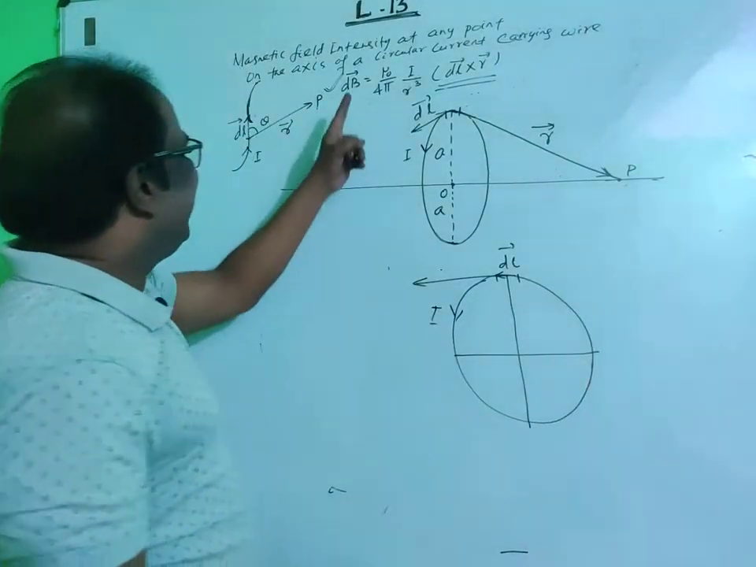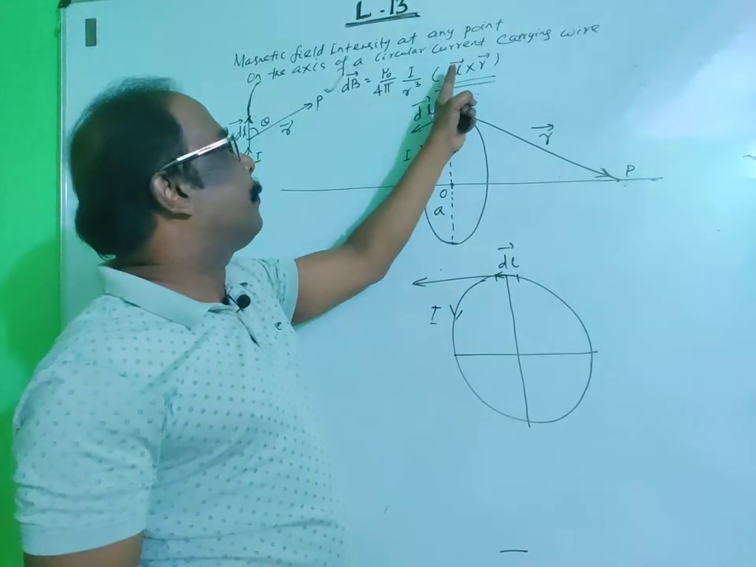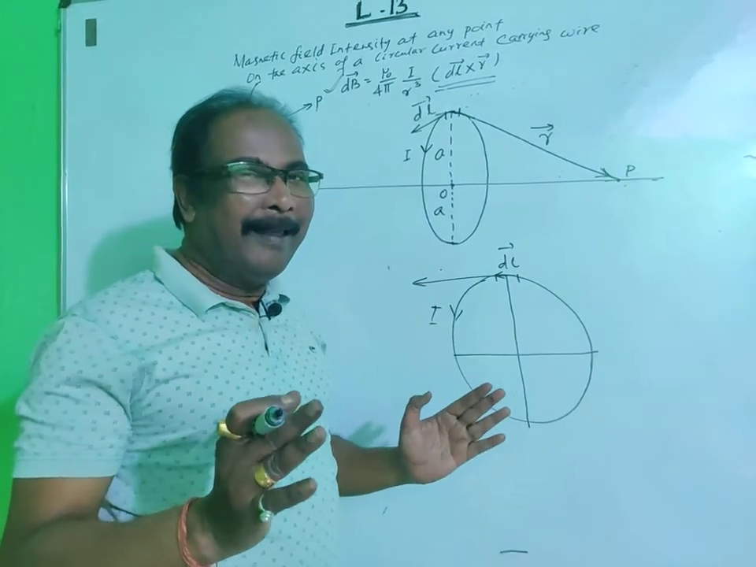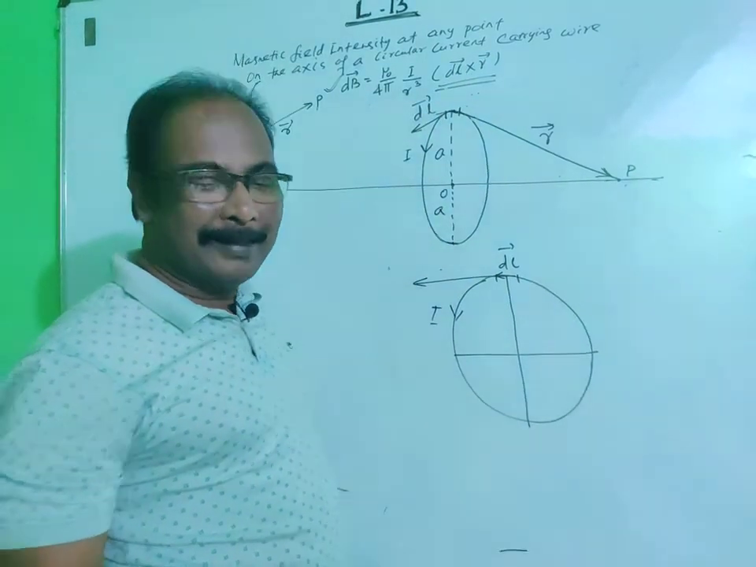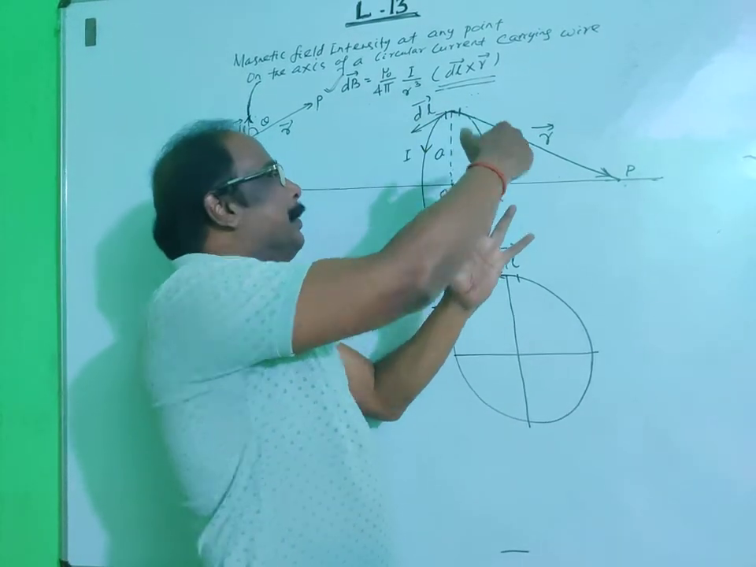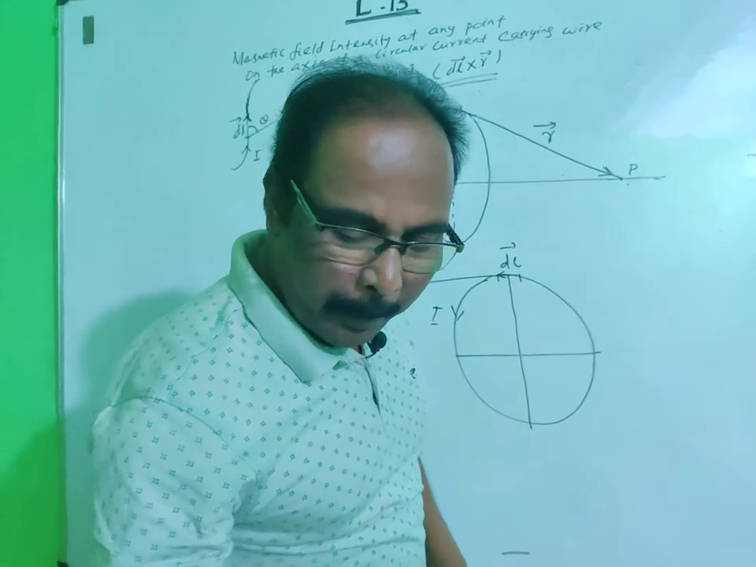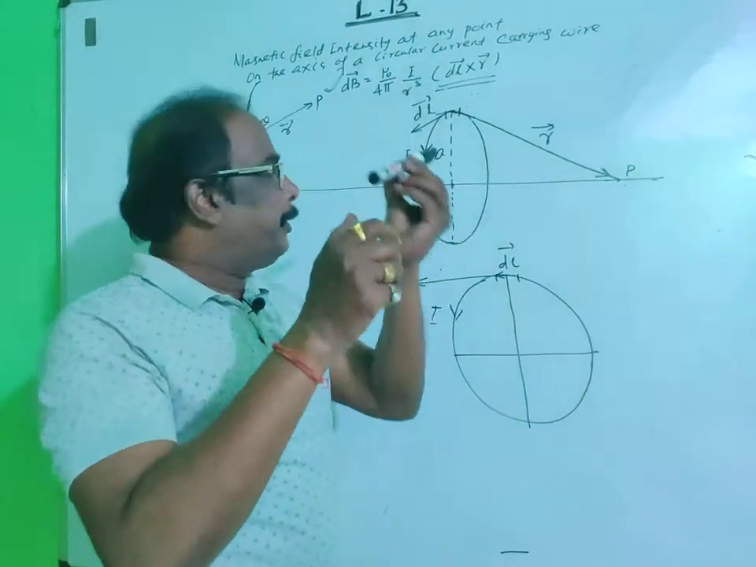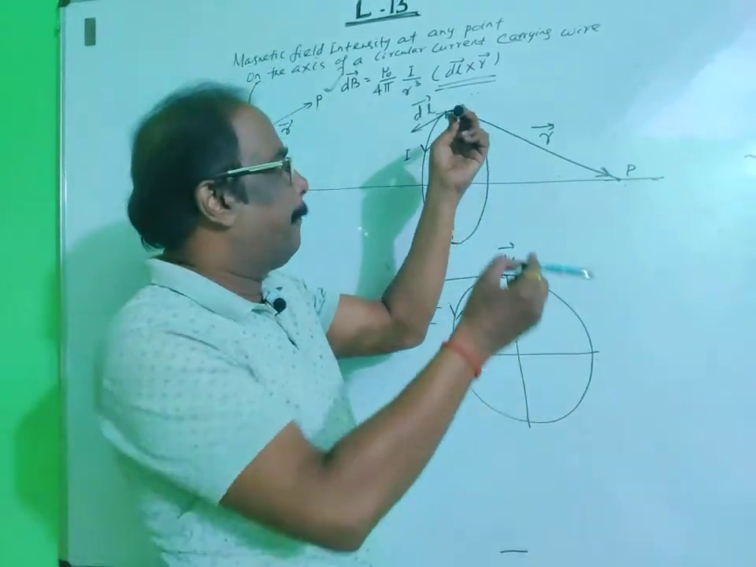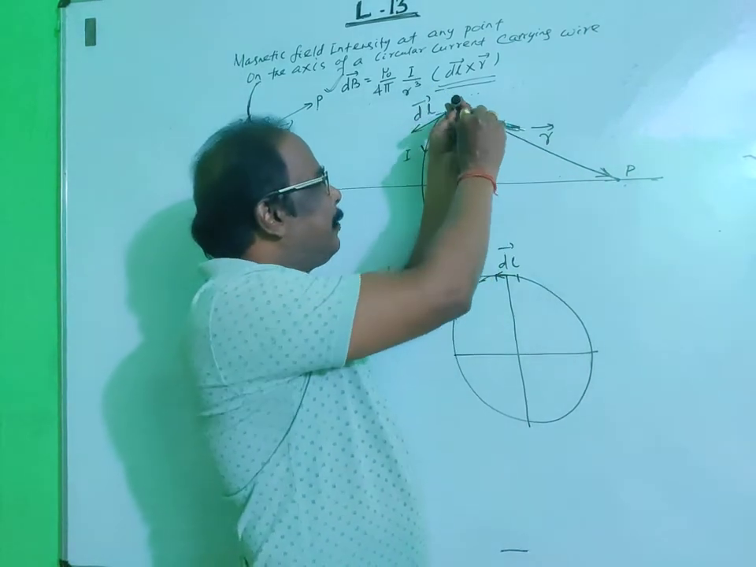Then the direction of dB is perpendicular to the plane of dl and R, meaning perpendicular to both dl and R. So the direction of dB is determined by the direction of dl cross R. See, the current is flowing in anti-clockwise order, and this is dl. dl is inwards, and this is the direction of R. R is inclined, not horizontal.